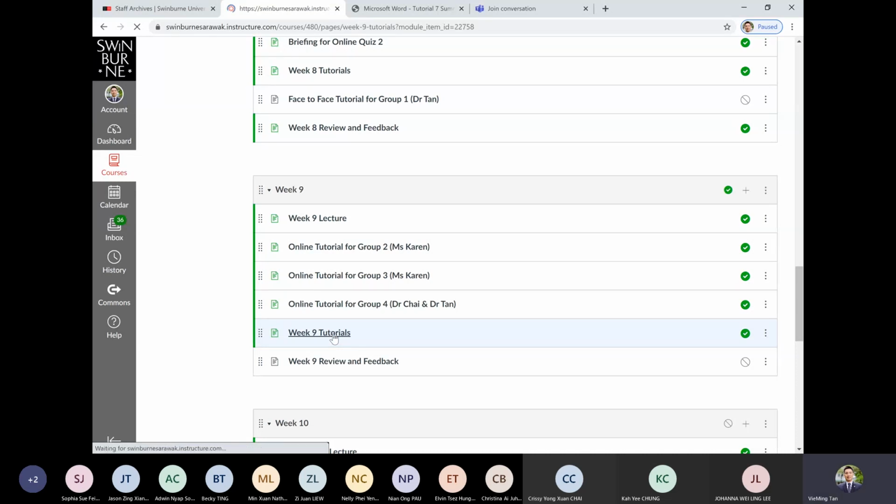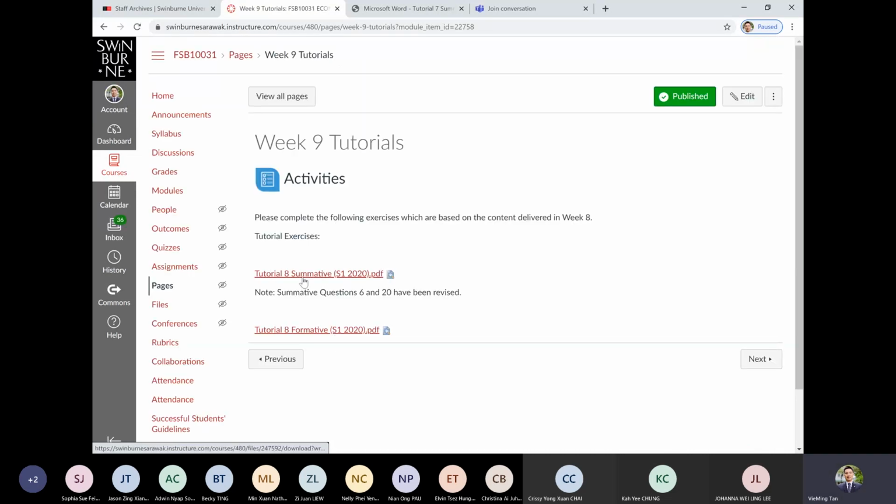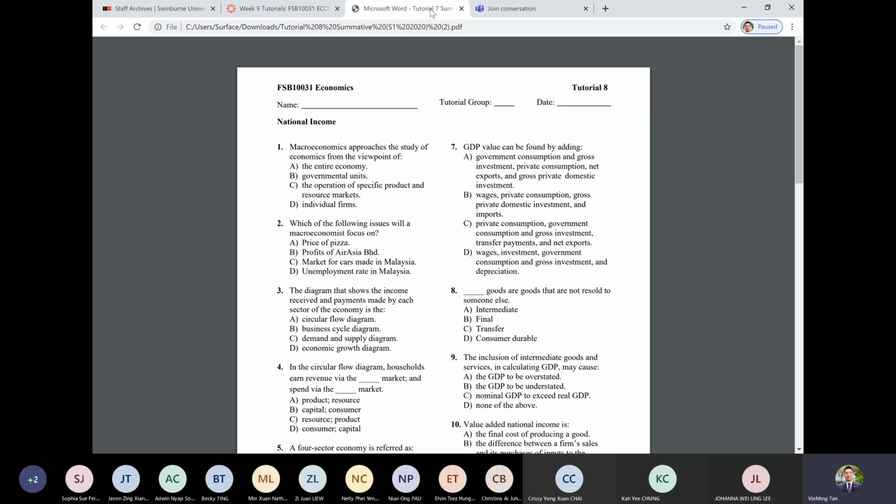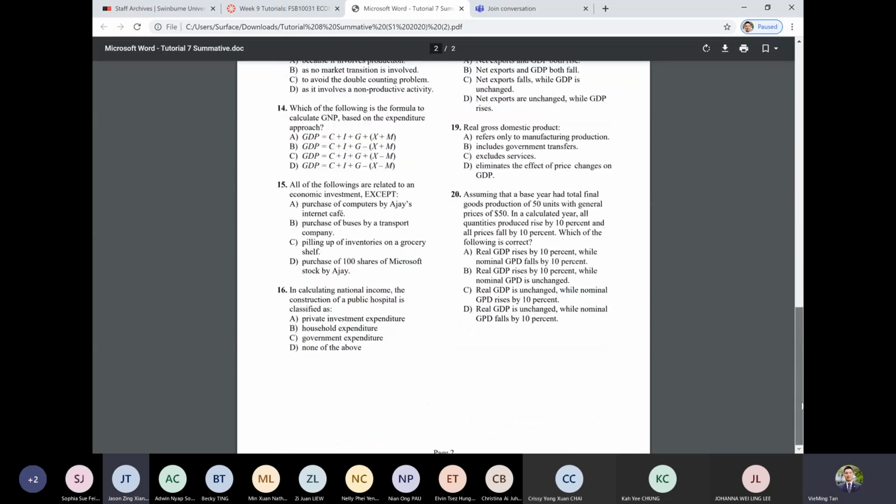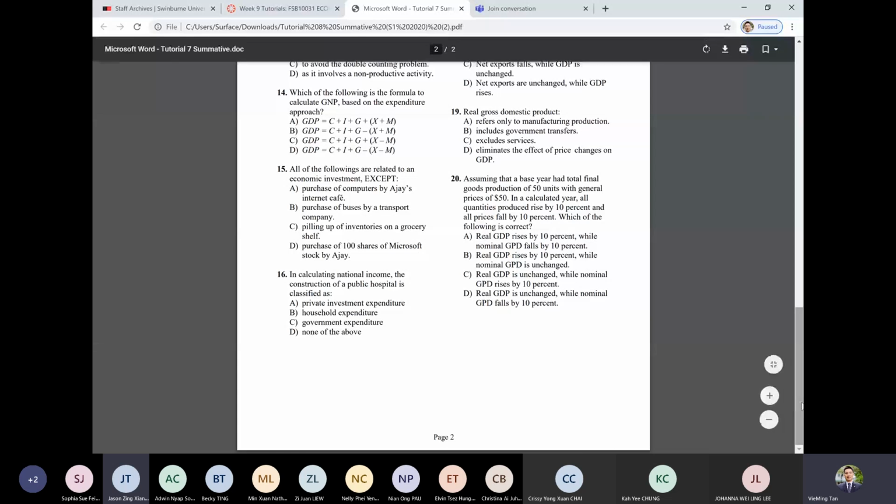Click on this. So there are 2 sets of questions, summative and formative. The summative questions consist of objective questions. Tomorrow we are going to discuss, so please try to spend some time doing the questions so that we can discuss together. Yeah, so this is the one.